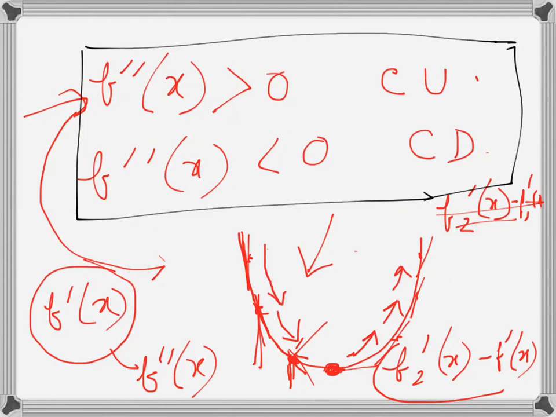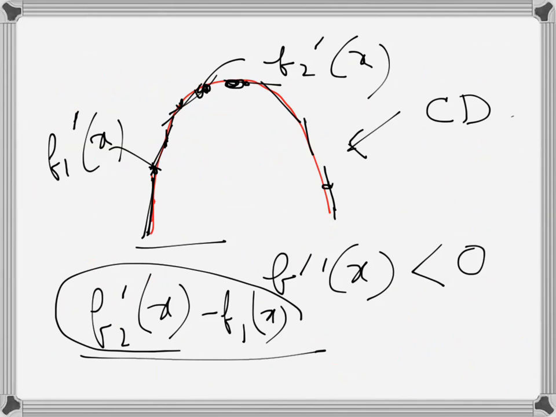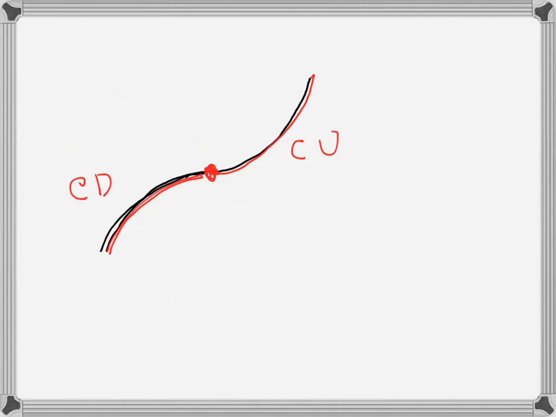One more thing: when the second derivative is 0, that is called a point of inflection, meaning the concavity changes. If we have a curve like that, then like that, up to this point the curve is concave down, and from here to here the curve is concave up. This is a point where the concavity changes, and that point is called the point of inflection. At this point f double prime x is 0.